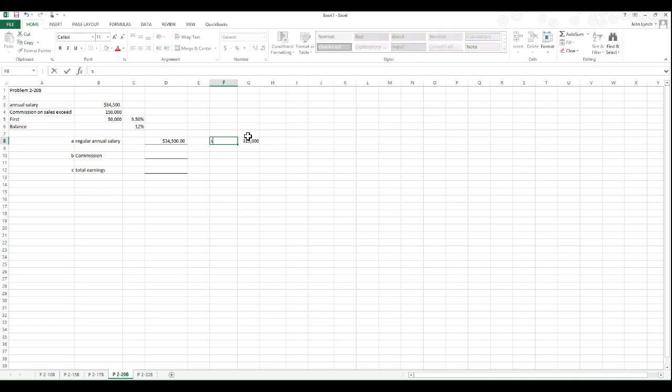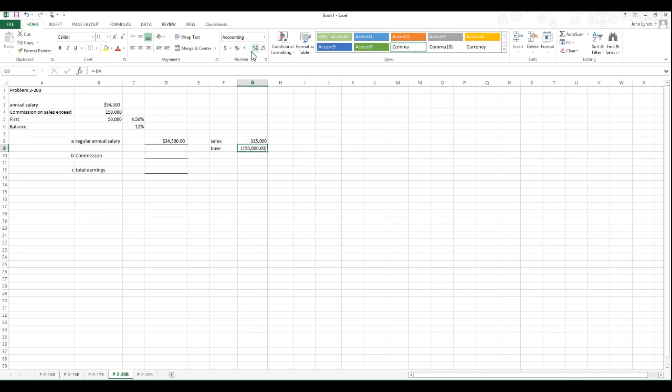That was her sales, and the, I'll call it base, is equal to the 150,000. That's what she has to sell before she gets any commission at all. So we'll take that as the base. Okay, so what we have to do then is basically subtract those two. So it's 165,000.